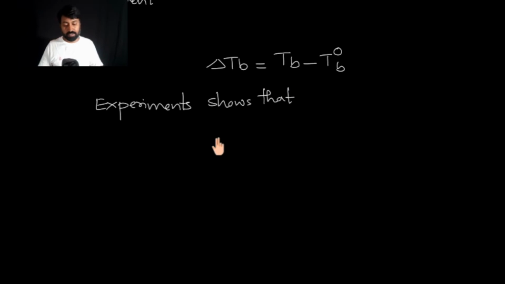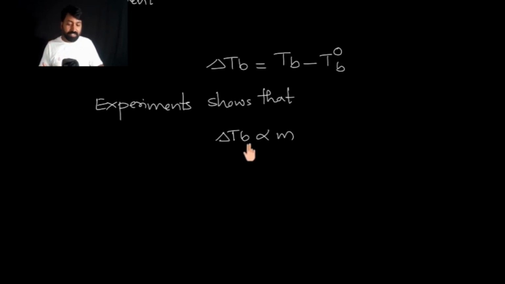Experiment shows that delta T naught B is directly proportional to molality, that is, we can represent it here as m, molality. Because the elevation of boiling point is a colligative property, students. The colligative properties depend upon the number of solute particles present in the solution. If more solute particles are there, then the property also changes. Such a property is the elevation of boiling point.